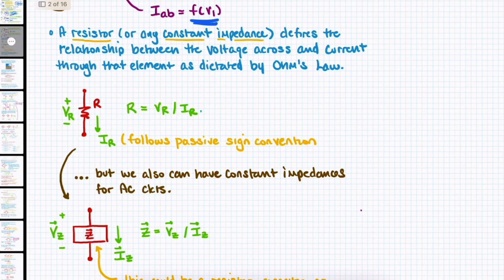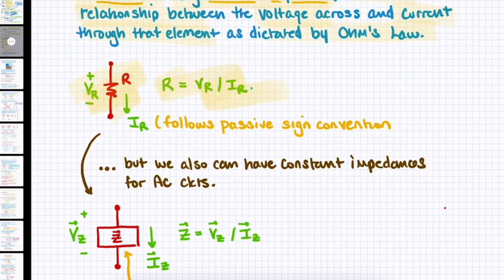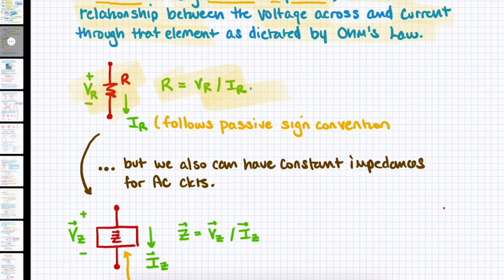We've already talked about what a resistor is. Hopefully, we know that a resistor or any constant impedance defines the relationship between the voltage and current through that element as defined by Ohm's law. This is the symbol for the resistor, and this is Ohm's law. We know that R equals V over I. And here we are assuming that the passive sign convention is being applied.